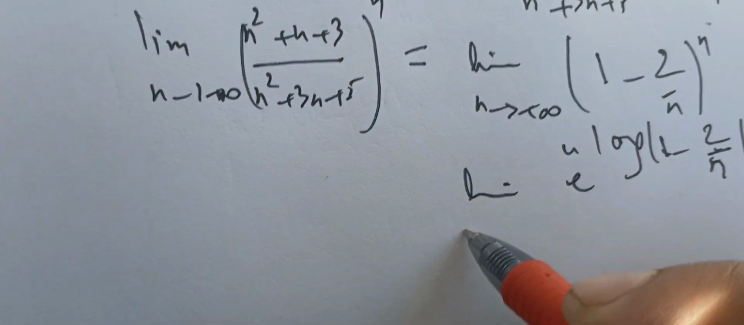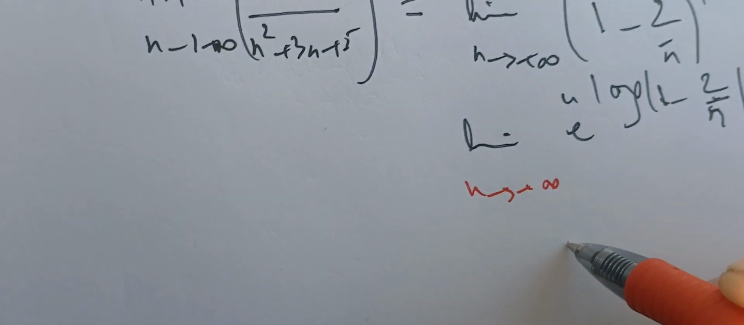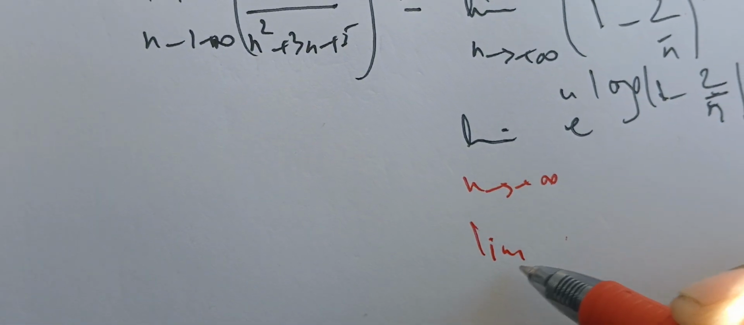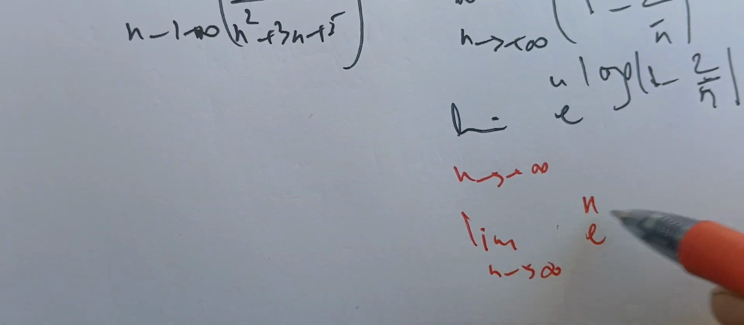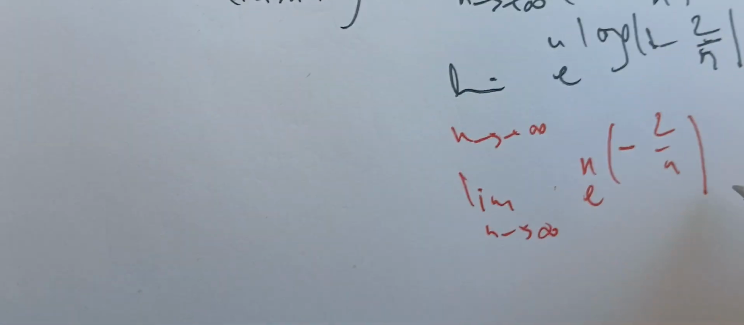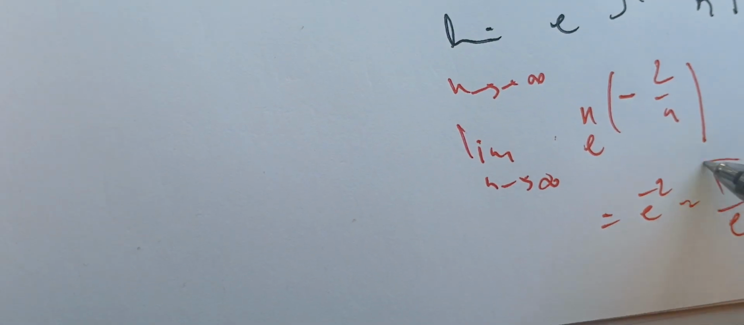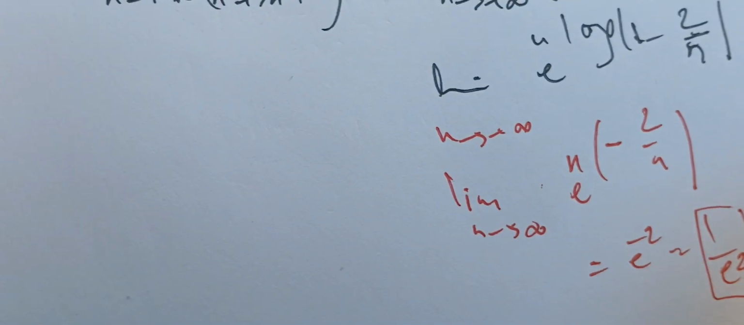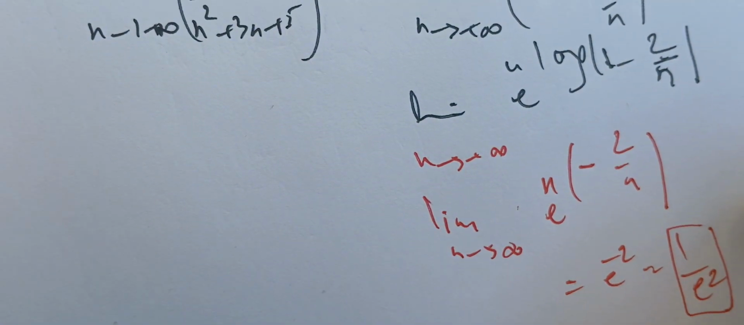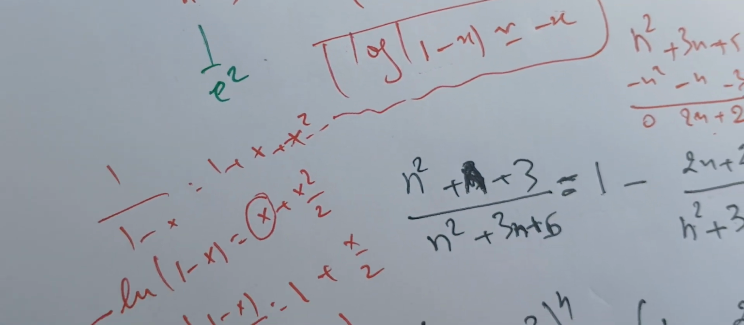So the limit here is just the limit as n goes to infinity of e to n times minus 2 over n. This is a constant, so it's e to minus 2, which is 1 over e squared. So this is the limit. Therefore our limit is, it's tricky, it's not clear, and you have to do a lot of work for this. Here this limit is 1 over e squared. I don't know exactly how much that is, but it's 1 over e squared.